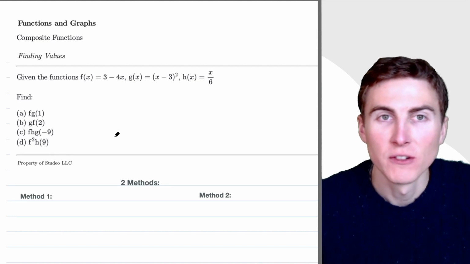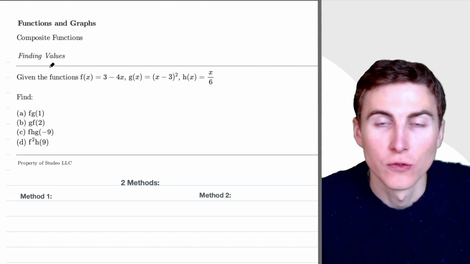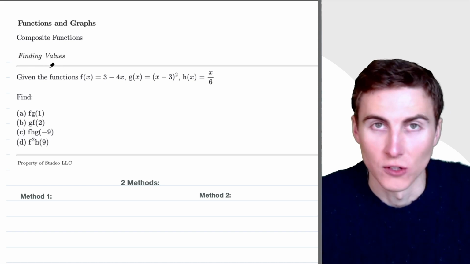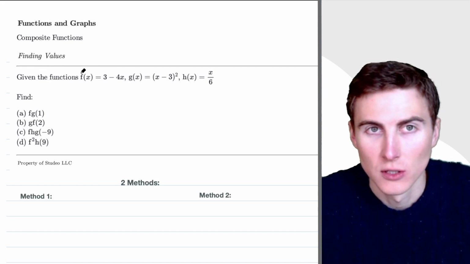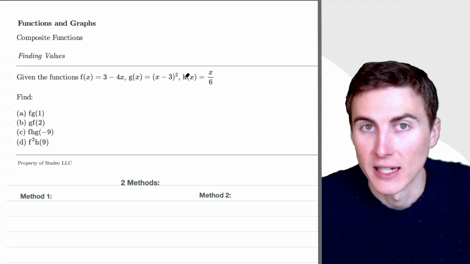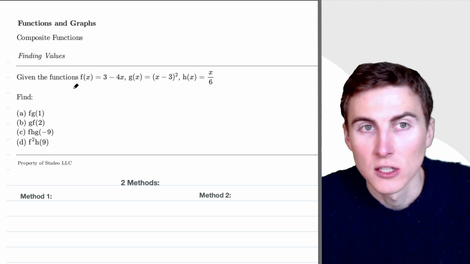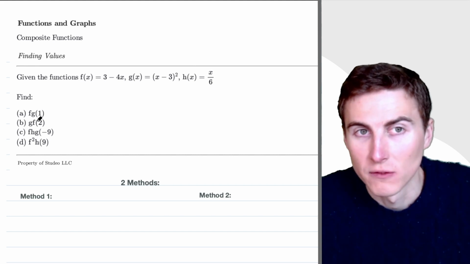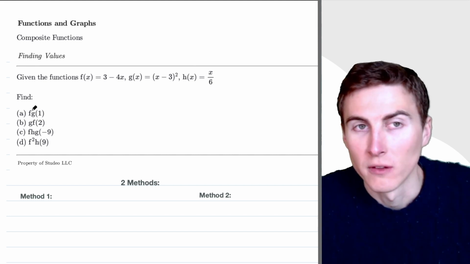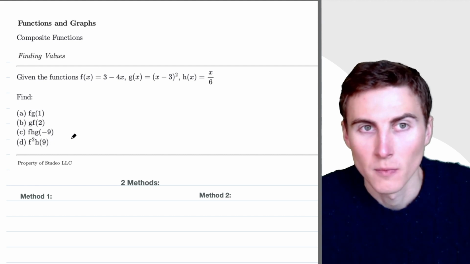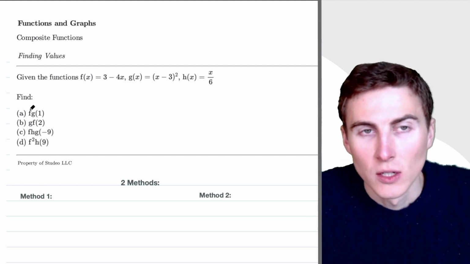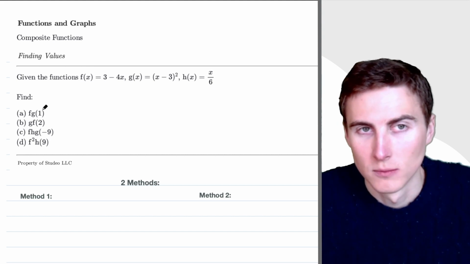Hello, so in this video we're looking at how to find values using composite functions. Basically, they've given us three functions, the f, g and h functions, and then they're asking us, of these composite functions that they've made, to find the value when we put x as certain numbers. So in this first one, they're saying, what is f g of 1?